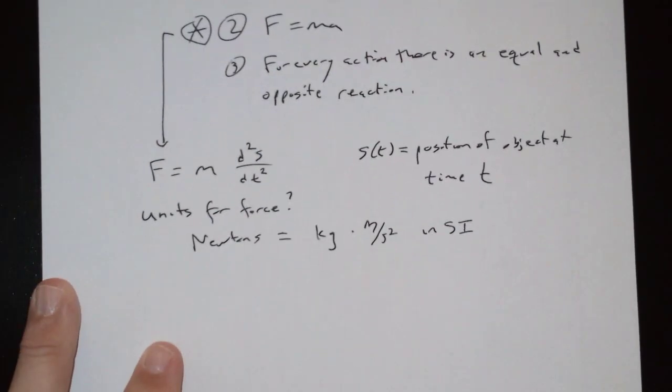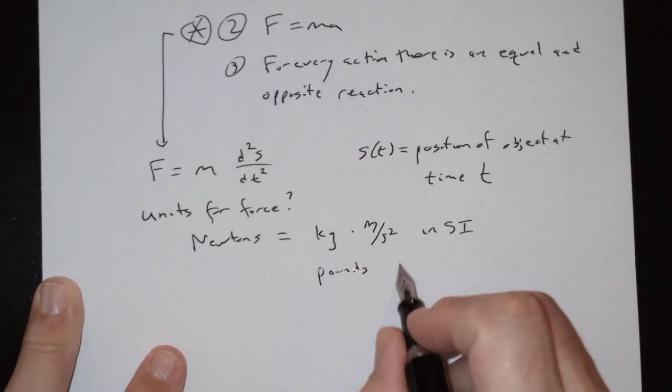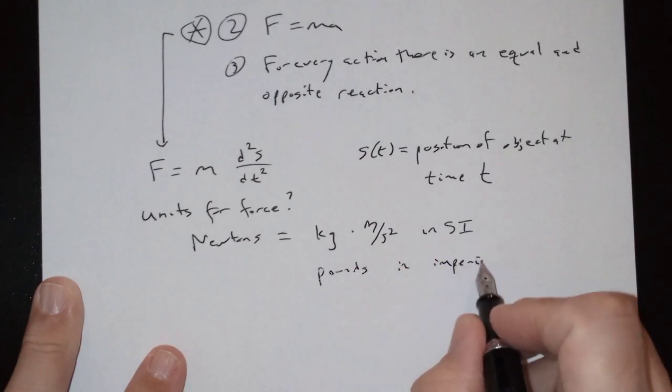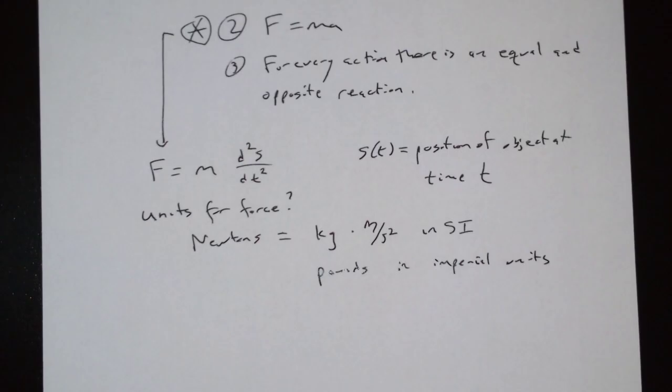But if I'm not in metric, then my units are pounds. Pounds is what we think of as weight, right? If I asked you, how heavy is this textbook? You tell me it weighs, I don't know, 4 pounds. But that's technically the force it exerts downward due to the acceleration of gravity.